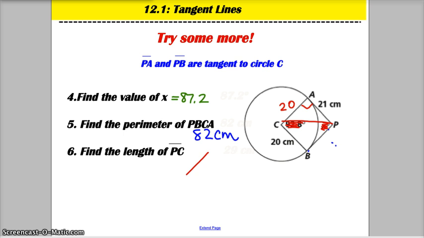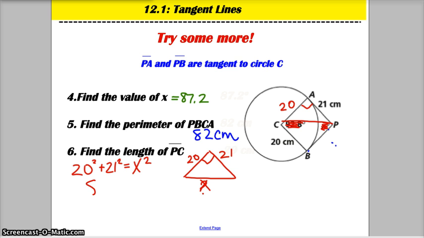We have a 90-degree triangle, right triangle, with a 20, a 21, and we don't know what that value is. I'm going to go ahead and use Pythagorean theorem. 20 squared plus 21 squared equals x squared. That gives me 841 equals x squared. When I square root that value, I'm left with 29 centimeters.